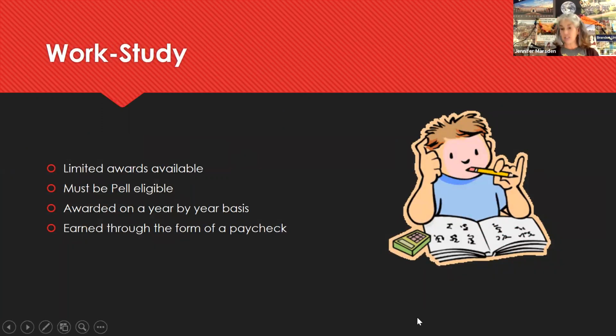On the FAFSA, there is a work study question. I encourage all students to click yes, I want to be considered for work study. They might not be eligible, their income might be too high, but a lot of colleges, there's federal money that pays for work study, but a lot of colleges also have institutional money that they offer students for work study. So you might not be Pell eligible, but your student might go to a school where there's institutional money and they could offer them work study.